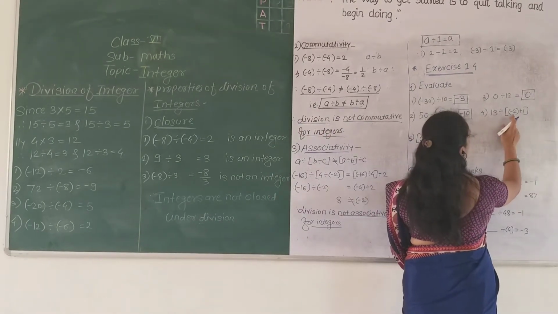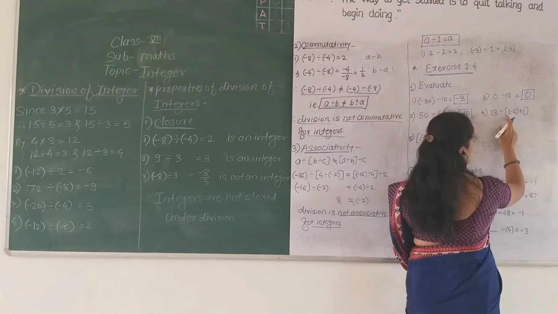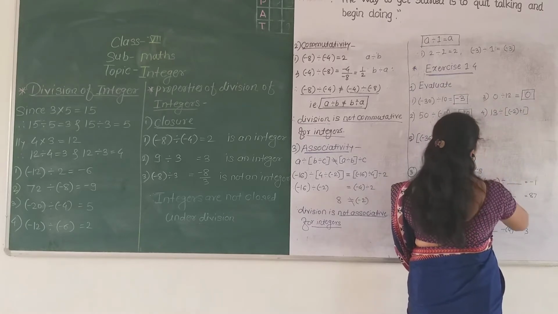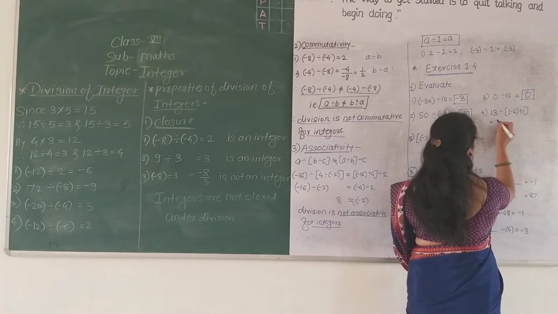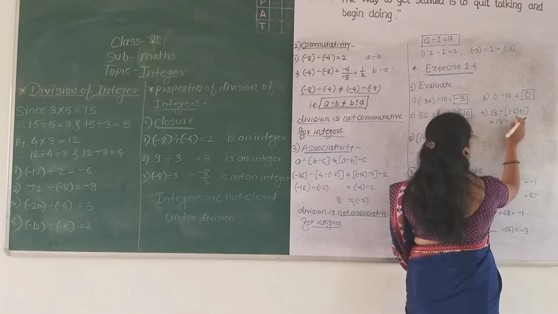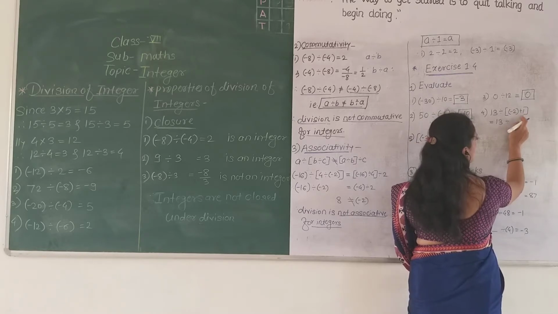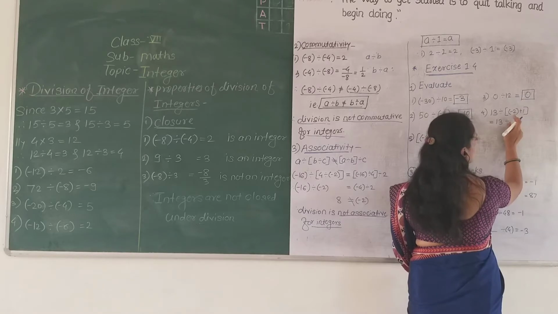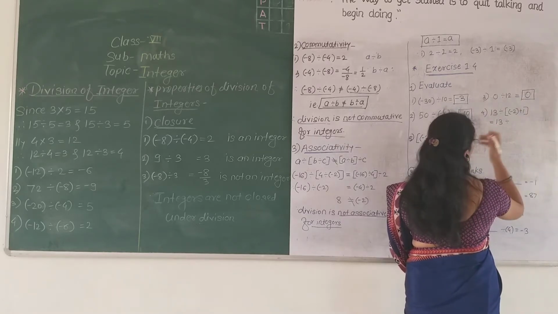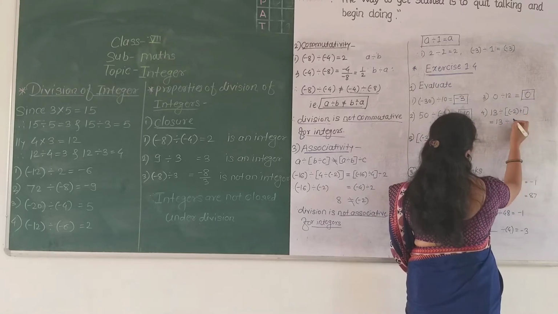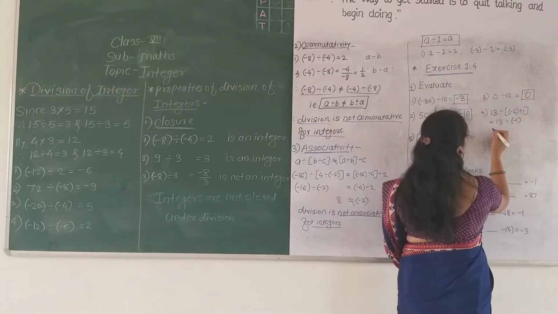Okay, now look at the fourth example here. 13 divided by (negative 2 plus 1). In this expression there is a bracket. If there is a bracket, we have to first solve the bracket. So negative 2 plus 1. The signs are different, so we subtract and take the sign of the bigger integer for the answer. So negative 2 plus 1, the answer is negative 1, right?